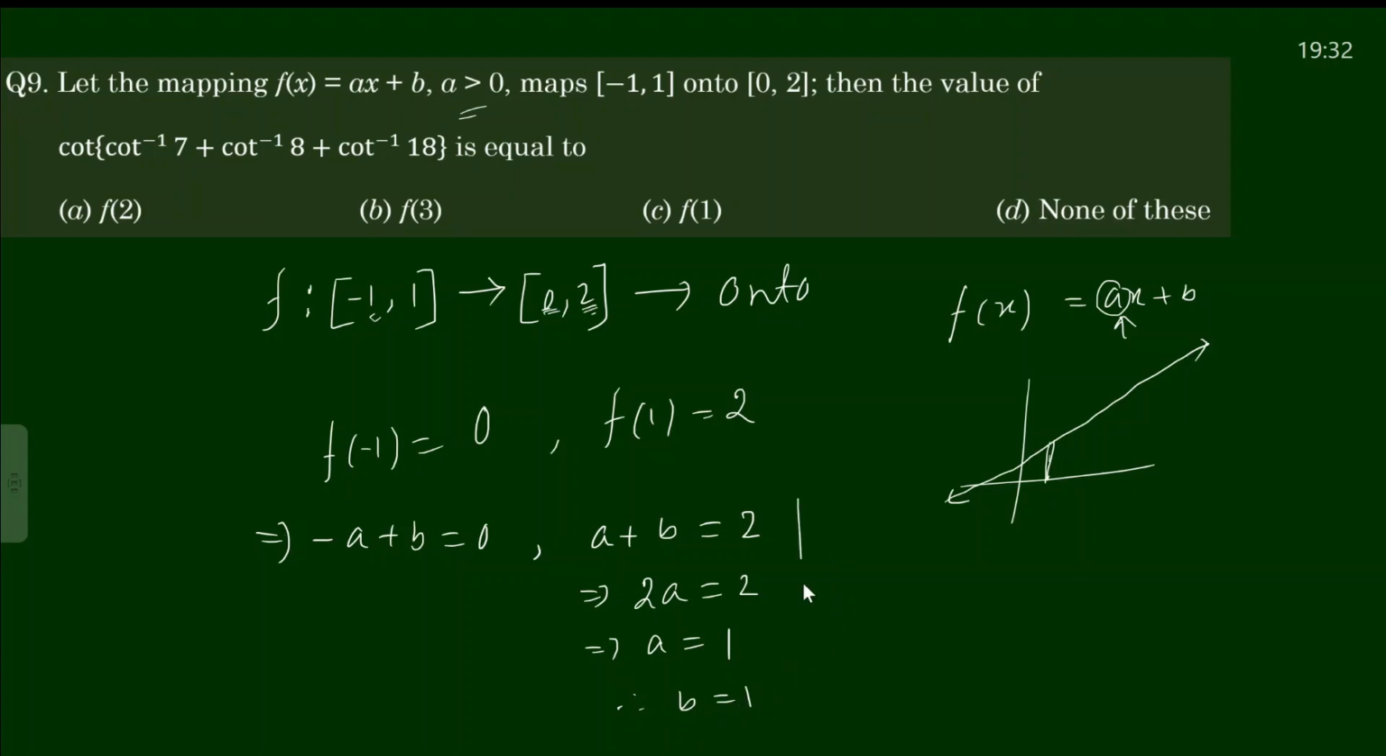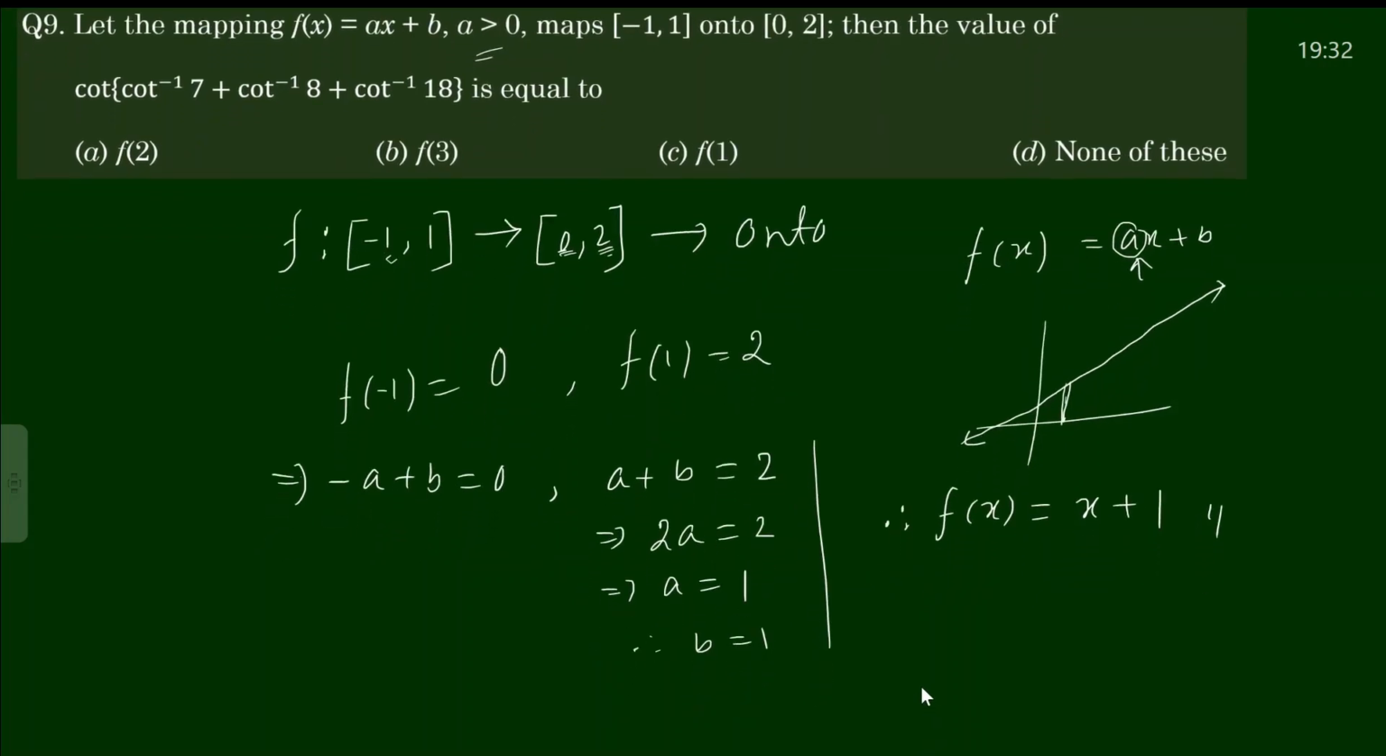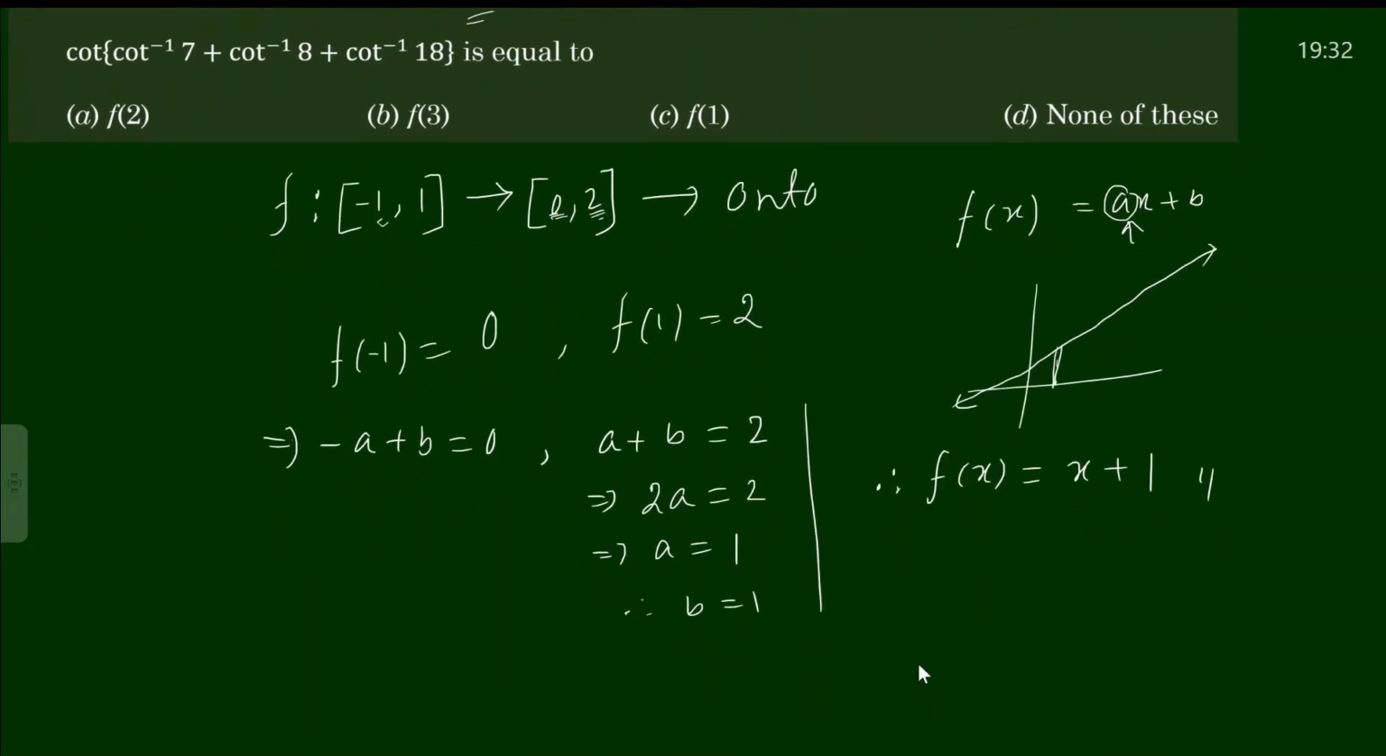So what is our function now? Therefore our fx function is only x plus 1. Is that clear? Fx is the function x plus 1. Now come to the next part of the question. We will have cot of cot inverse 7, cot inverse 8, and cot inverse 18.